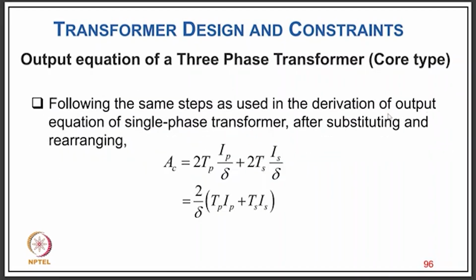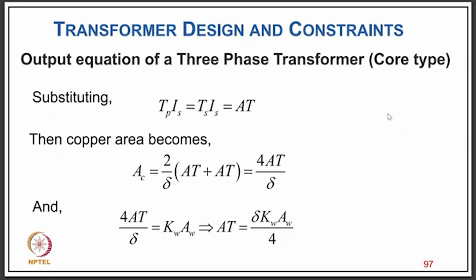Following the same steps used in the derivation of the output equation of a single phase transformer, after substituting and rearranging, Ac equals 2 Tp Ip upon sigma plus 2 Ts Is upon sigma. So Ac equals 2 upon sigma in bracket Tp Ip plus Ts Is. Now substituting Tp Ip equal to Ts Is equal to AT, the copper area becomes Ac equal to 2 upon sigma into (AT plus AT), that is 4 AT upon sigma, equal to Kw Aw, or AT equal to sigma Kw Aw by 4.